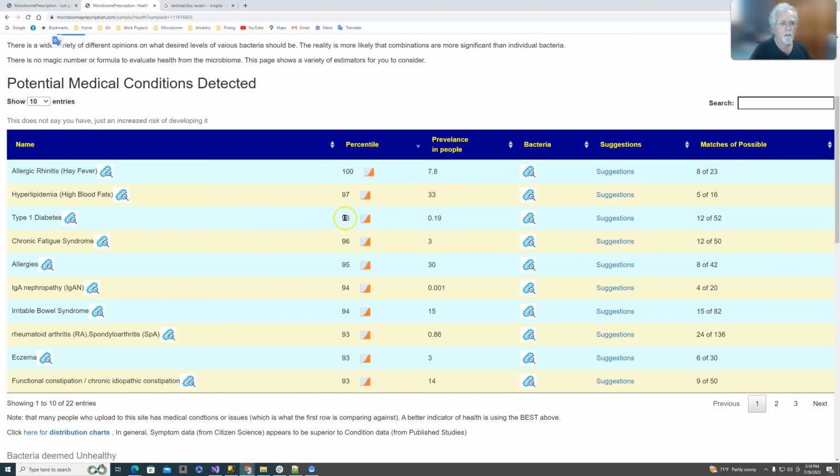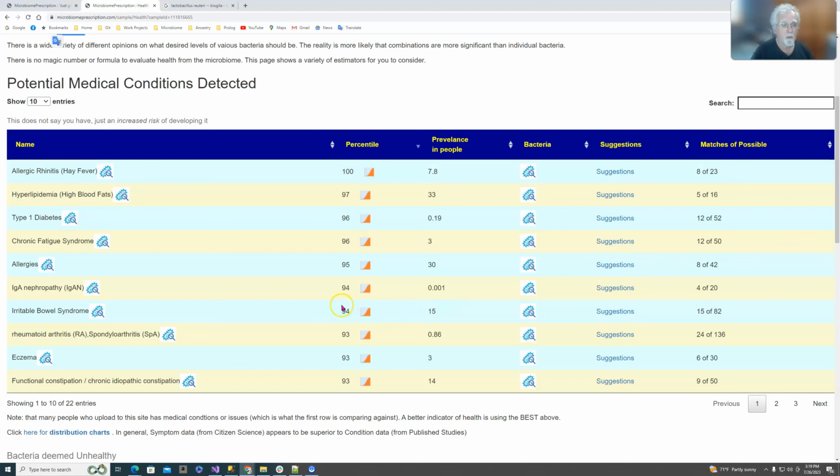Type 1 diabetes, 96%, but only a small percentage have it, so it's probably not a match. Chronic fatigue syndrome, 96th percentile, 3% of people have it. It is likely a match, especially when you consider that we are probably overrepresented in our samples with chronic fatigue syndrome people or long COVID people, which is going to skew the percentile. So it's a likely match, which is correct.